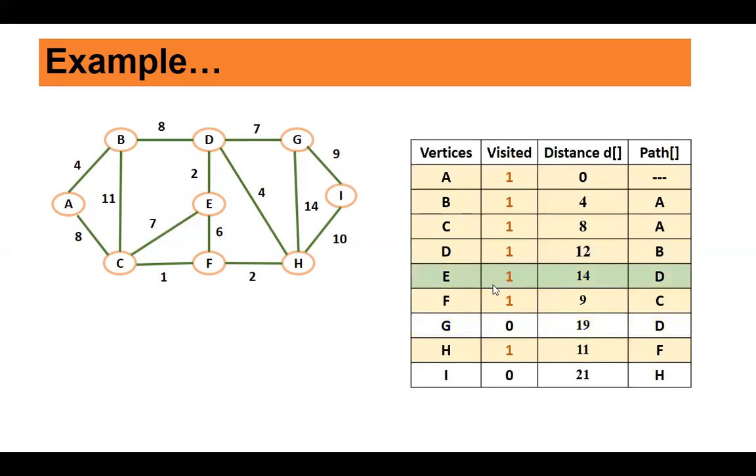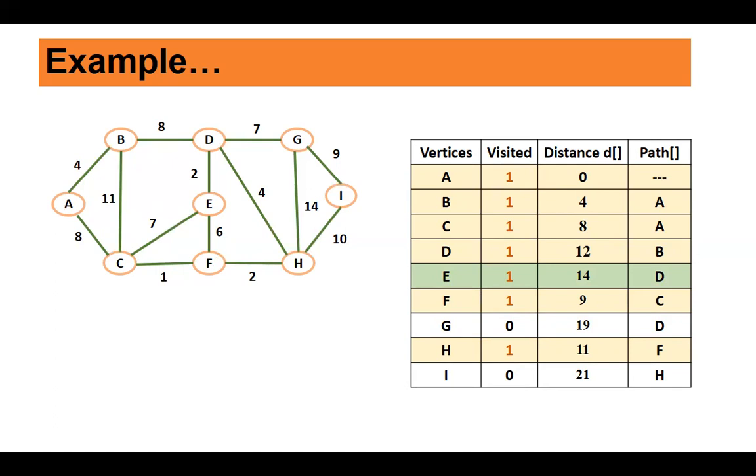Fine. So now when you consider E, from E you can reach C, you can reach F and you can reach D. But if you look at the table carefully, D is already visited, C is already visited and F is also visited. So you cannot make any changes because the adjacent vertices of this E are already included in the shortest path. So there is no change. Just mark E as visited and select the next vertex.